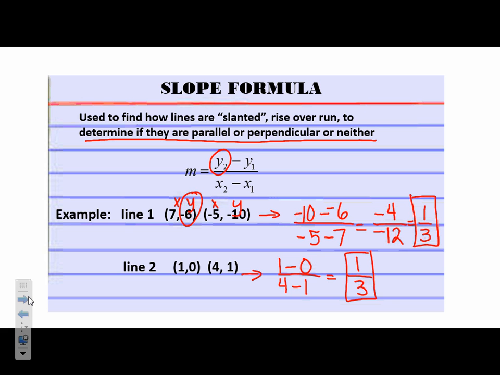Do you remember what that means? That means they're parallel because they're sloping exactly the same. That means they're never going to intersect. So I would say that these lines are parallel.